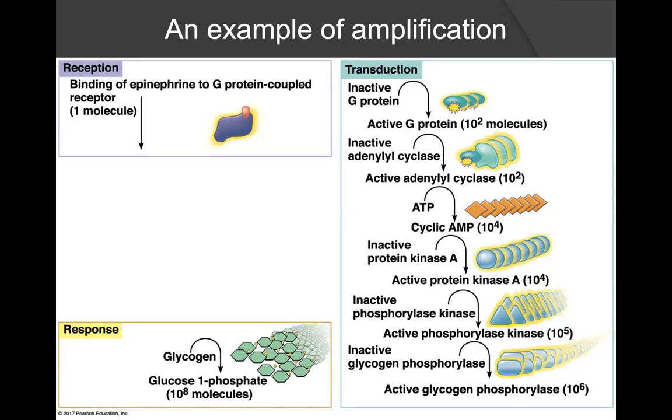And this would then in turn activate inactive glycogen phosphorylase to the active form. And this would be amplified, and now we have 10 to the 6 activated glycogen phosphorylase enzymes. The role of glycogen phosphorylase is to break apart glycogen into glucose molecules. This would be our targeted cellular response. So we can see that the binding of one simple signal molecule can cause the activation of hundreds of thousands of molecules.